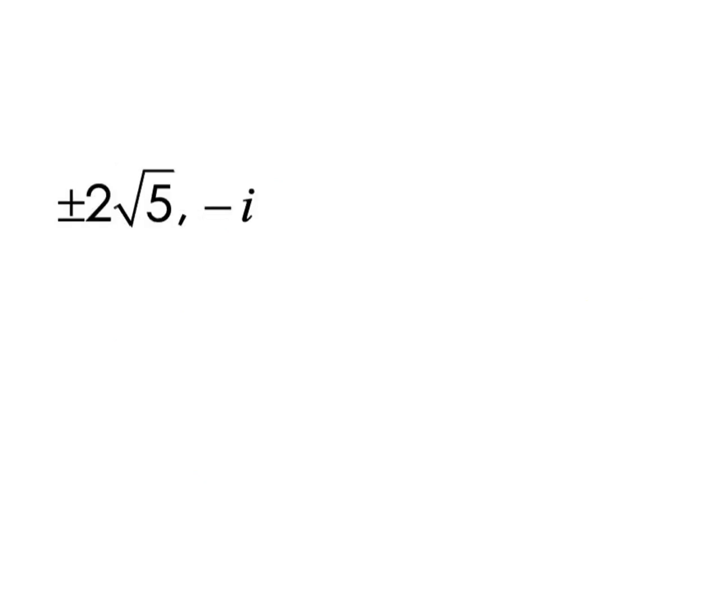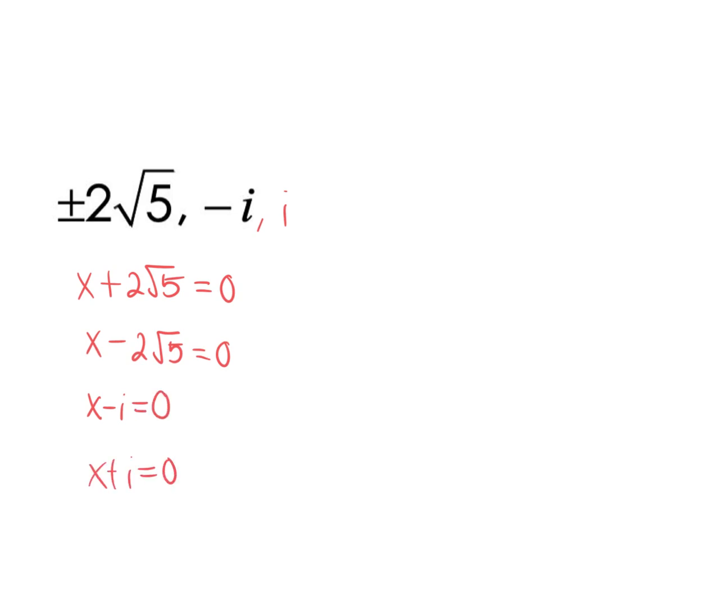All right, so here we have plus or minus 2 radical 5 and negative i. So we also have positive i here. So we're going to have x plus 2 square root of 5 equals 0. X minus 2 square root of 5 equals 0. X minus i equals 0. X plus i equals 0. So then we have f of x is x plus 2 square root of 5 times x minus 2 square root of 5 times x plus i times x minus i.